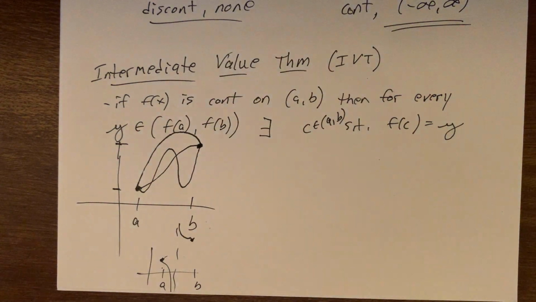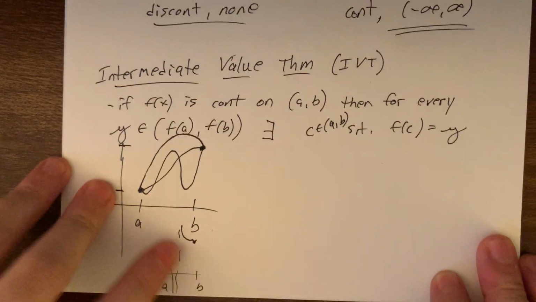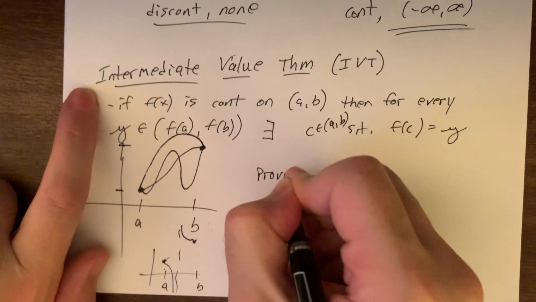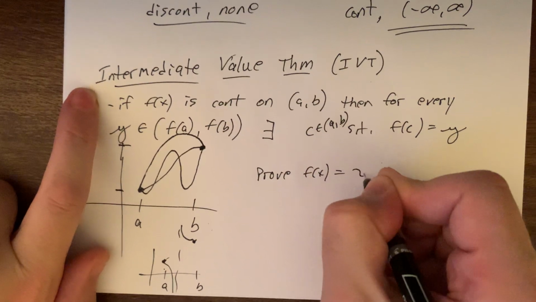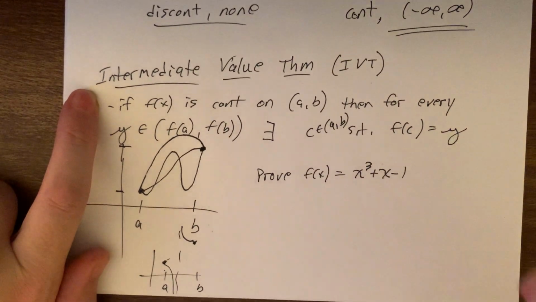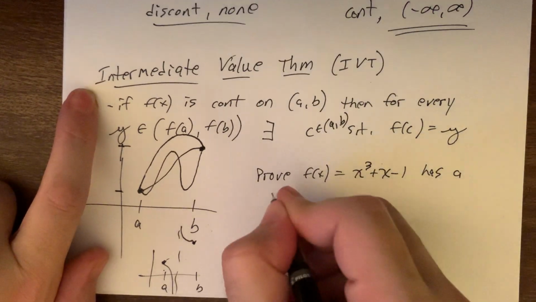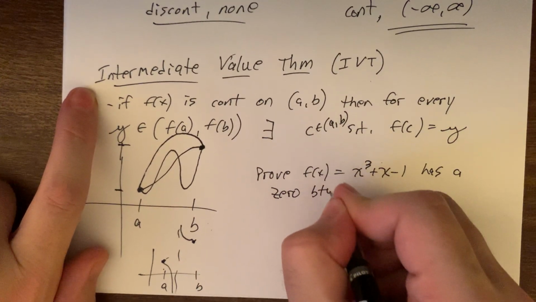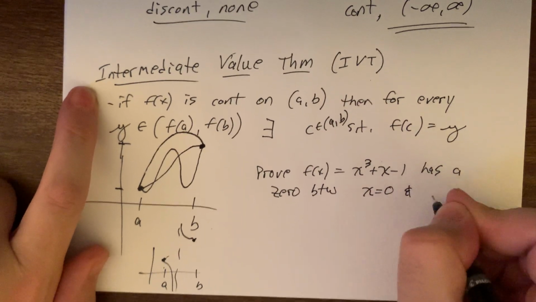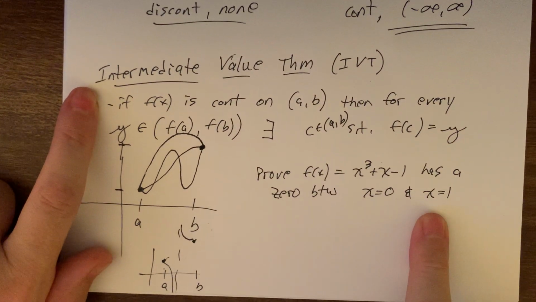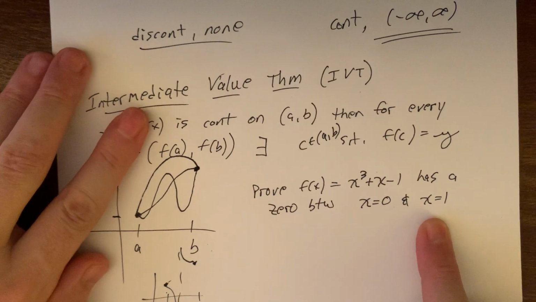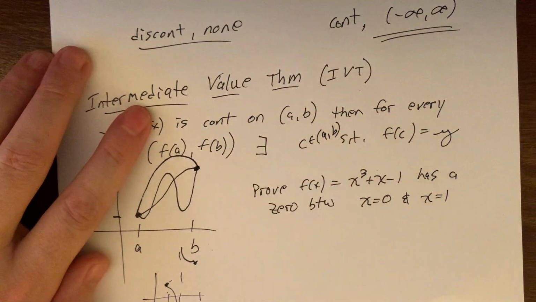So here's one very quick problem for us to see that'll force us to use the intermediate value theorem. Let's prove f of x equal to x cubed plus x minus 1 has a zero, has a solution, an x-intercept between x equals 0 and x equals 1. This is definitely not obvious, but this is almost begging you to use the intermediate value theorem. So how would I use it?